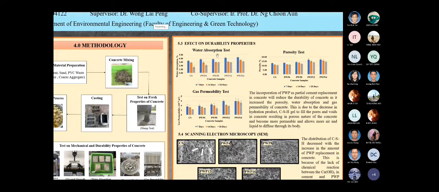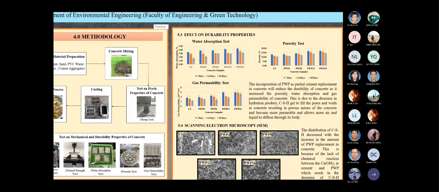The use of PVC waste powder as partial cement replacement will reduce the durability of concrete because it will increase the porosity, water absorption, and gas permeability of concrete. This is due to the decrease in hydration product, the calcium silicate hydrate CSH gel, to fill the pores and voids in concrete. And then this will result in the porous nature of the concrete, and then it will become more permeable and allow more air and liquid to diffuse through the concrete body.